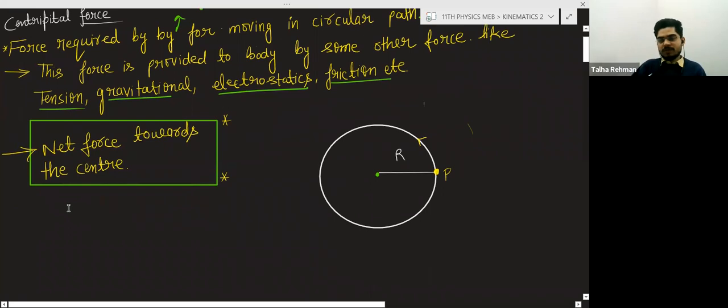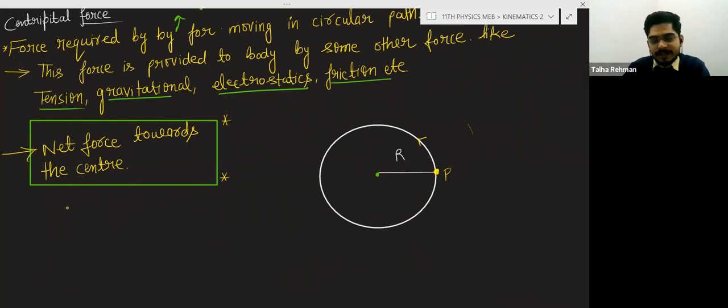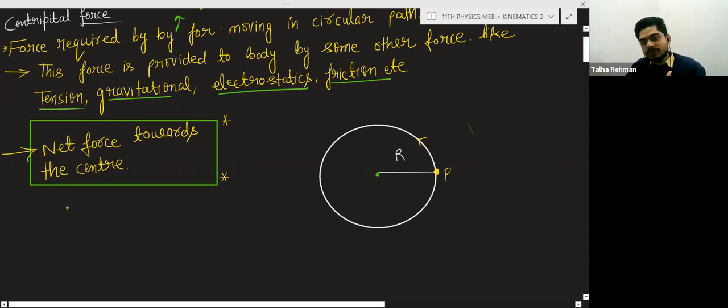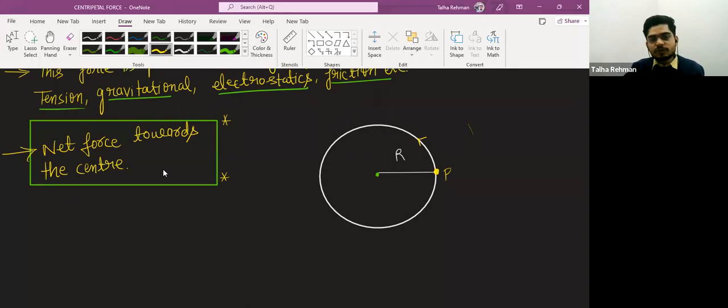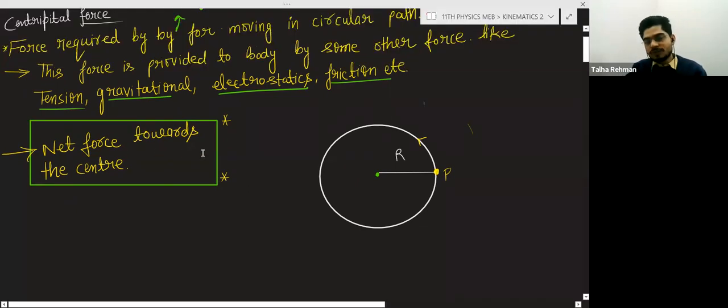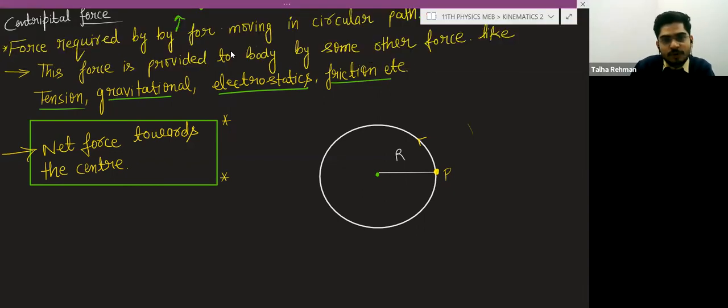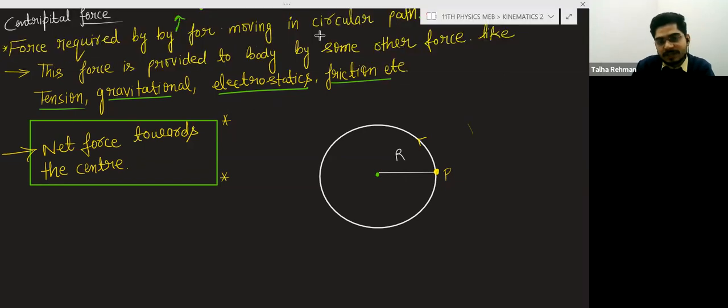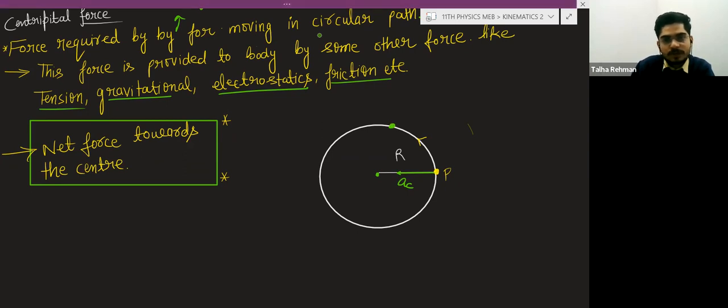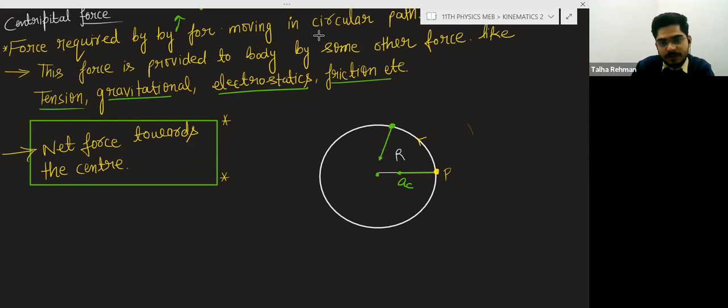There is one formula also, and that is given by the net force toward the center. If there is a net force toward the center, then due to the force there will be an acceleration also. And in the last classes I told you, when a body is moving in a circular path, there is a type of acceleration toward the center that is known as the centripetal acceleration. If suppose this body is here in circular motion, then the centripetal acceleration will be like this toward the center.